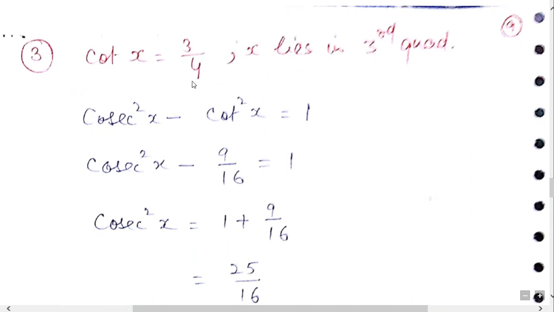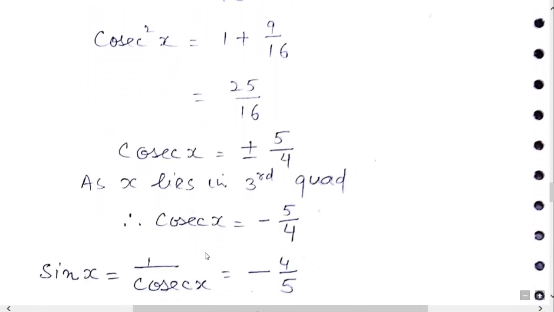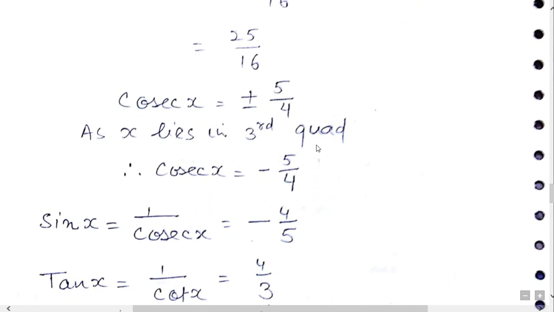This question is also similar, only the difference is that the statement varies. In the first and second question, we are using sin squared theta plus cos squared theta is equal to 1. And in this question, we can use cosecant squared theta minus cot squared theta is equal to 1. Now insert the value of cot. Then you can calculate the value of cosecant. As x lies in the third quadrant, it means cosecant is negative.